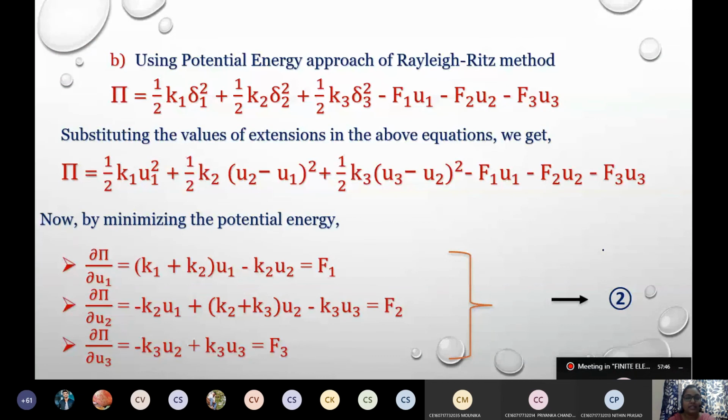Right. Unless and until a question mentions which approach you have to go with. As in this question, they ask you to assemble the stiffness matrix, assemble the equations of equilibrium in the direct approach and then compare to the Rayleigh-Ritz approach. Because it is given, we have gone for the direct approach and also the potential energy approach.